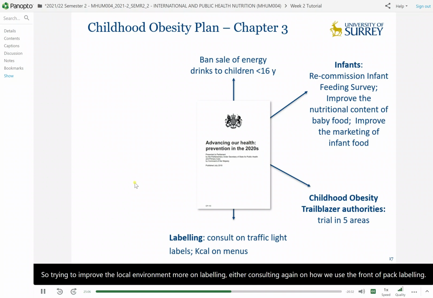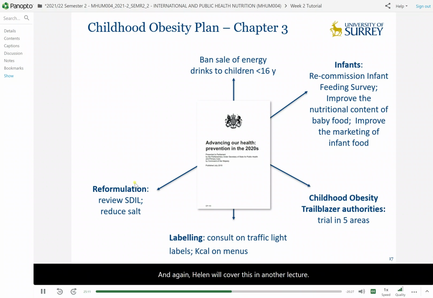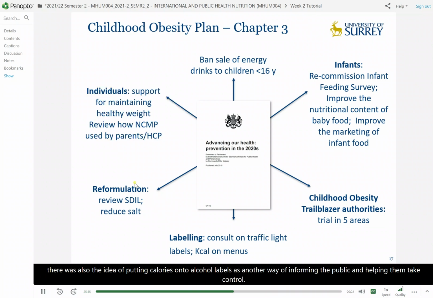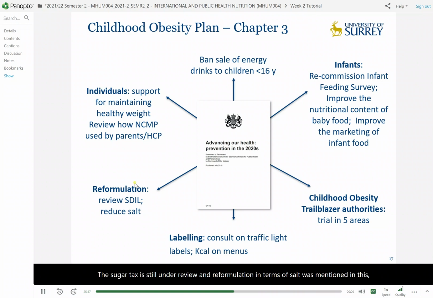More on labelling, either consulting again on how we use the front of pack labelling, and again Helen will cover this in another lecture, so I won't say too much more now, but some ideas around putting the calorie content onto menus in restaurants and takeaways, and you may have thoughts on how useful that would be. And then in the later plan, there was also the idea of putting calories onto alcohol labels as another way of informing the public and helping them take control. The sugar tax is still under review, and reformulation in terms of salt was mentioned in this.